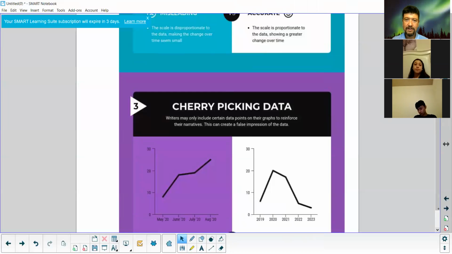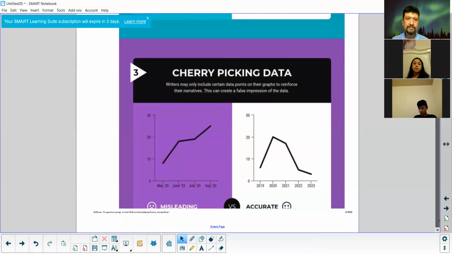All right, so now, okay, Marcus, why don't you read this next one? Cherry picking data. Writers may only include certain data points on their graph to reinforce their narratives. This can create a false impression of data.